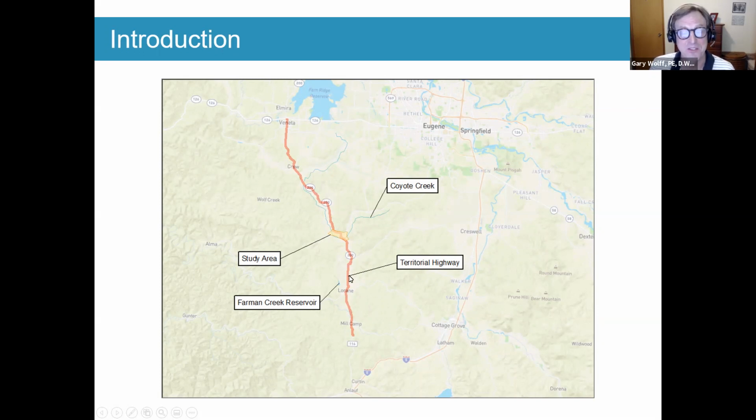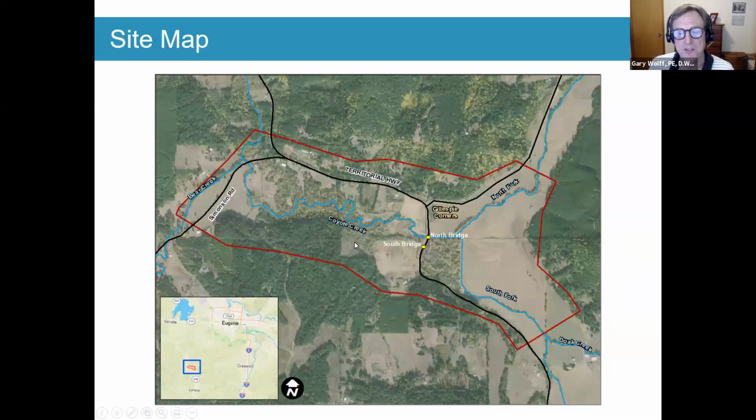I think there's a famous winery out here, the King Estates Winery. It's also a very popular road for recreation, like bicyclists from Eugene, et cetera. So the county really wants to make some improvements to this road corridor here. And what we're going to be focusing on today is where the road crosses Coyote Creek. So here's a blow up of that area.